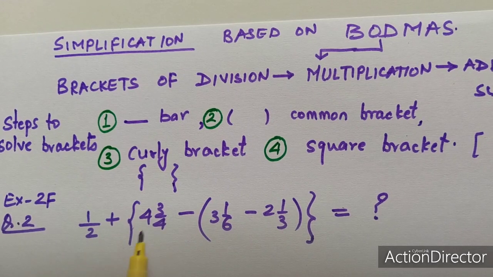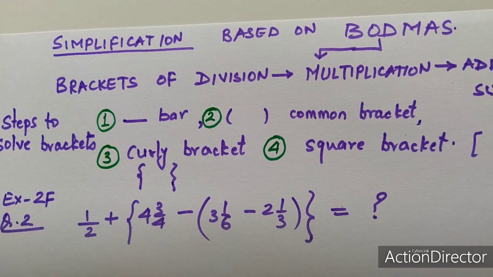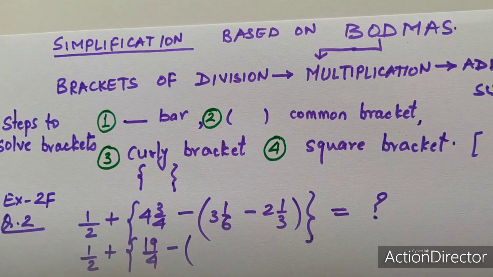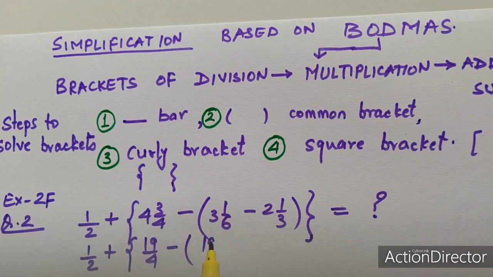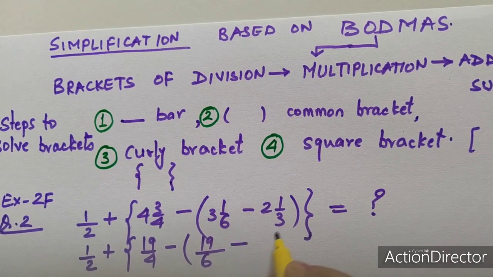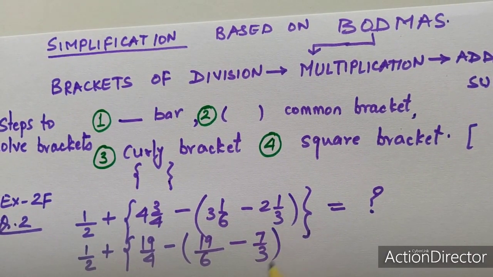Now here, out of the 4 numbers, 3 numbers are mixed fractions. So please convert them into improper fractions. So the second step is 1 by 2 plus, in curly bracket, 4 4s are 16 and 3, 19 by 4, minus, in common bracket, again solve it. 6 3s are 18 plus 1, 19 by 6 minus 7 by 3. Common bracket and then curly bracket.